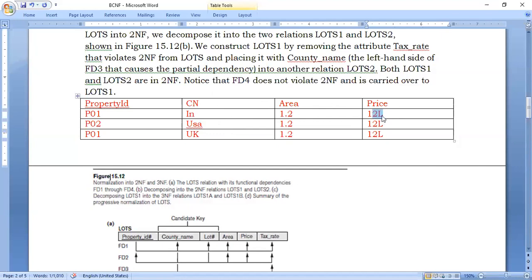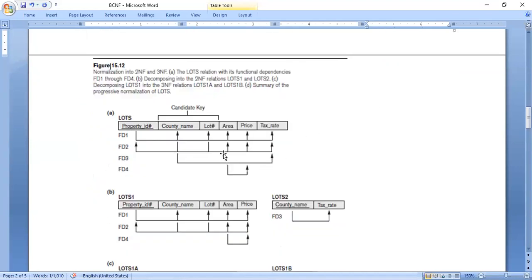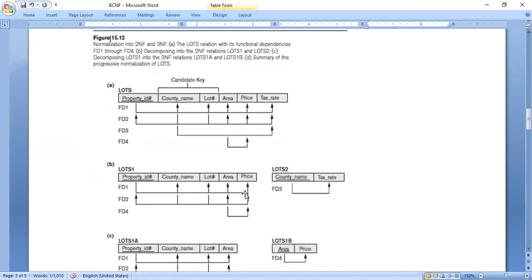So here we have one more functional dependency: the price does not depend on the property ID, the price is unique for every area. So the moment the area changes, the price will change. Otherwise, for the same area, the price is going to be the same. So here we see that there is one more functional dependency from area to price.